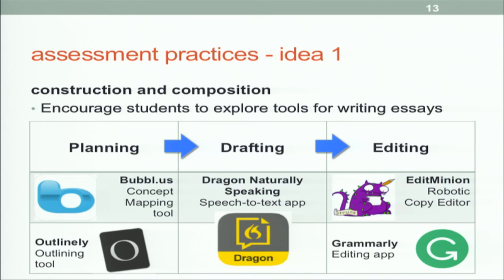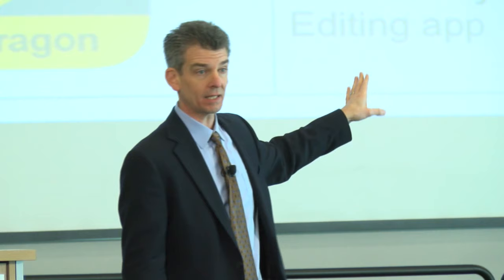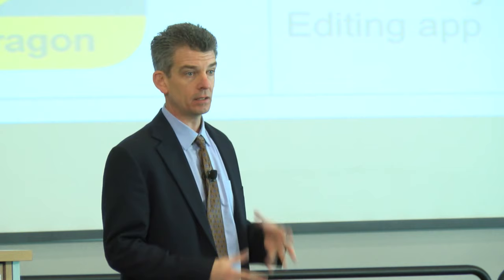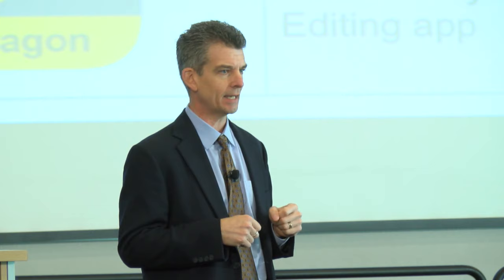Then when it's time to draft it, pretend that you're talking about the topic to your friend, and use this tool, Dragon, to record basically what you're saying and turn it into text. And then for students for whom the hardest part might be editing an essay, there are tools like Edit Minion, which is a robotic copy editor online, and Grammarly, which is an editing app. The reason why I like those, they not only help students with spelling and grammar and things like that, but they also look at, hey, you're using this word a lot, especially some young students still say like, and it weaves into their essay.